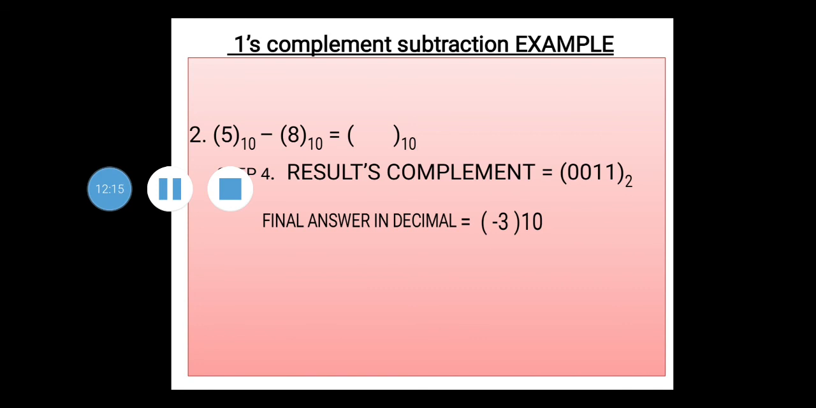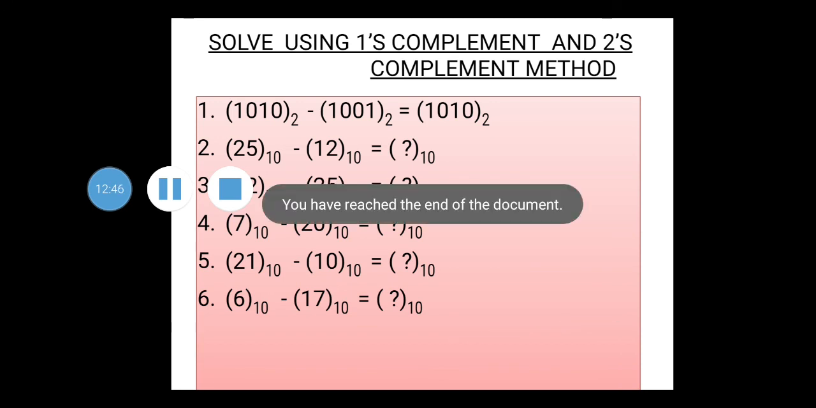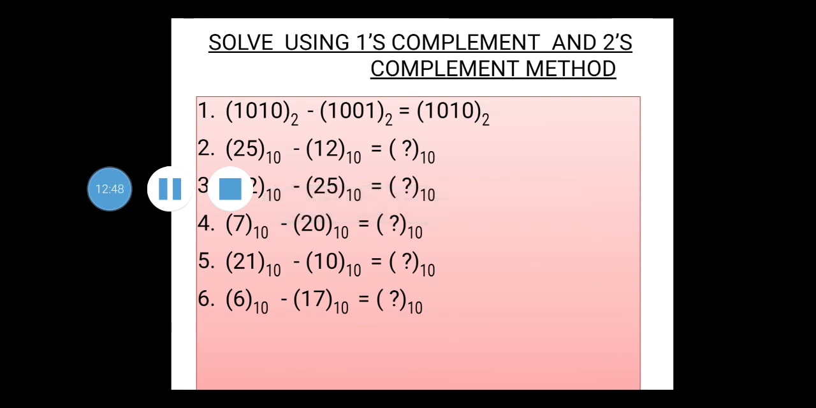I hope you all understood the ones complement subtraction examples. So now these are some examples which you all have to solve as an assignment using the ones complement method. Here it is written ones complement and twos complement, but you are going to solve using the ones complement method. And when I teach you the twos complement method, at that time also you are going to solve these, but using the twos complement method. Thank you.